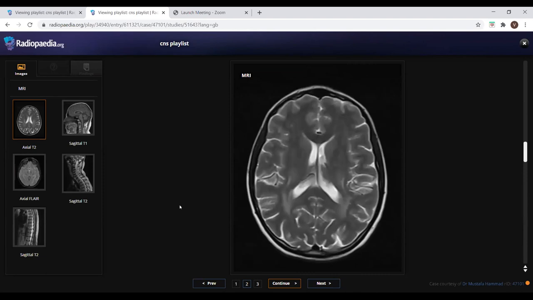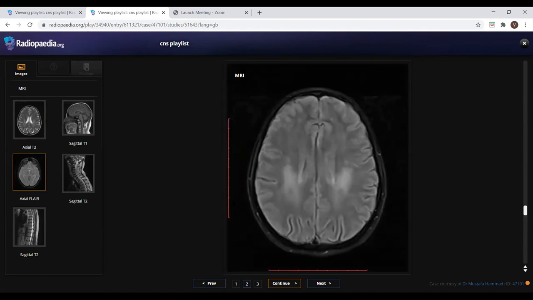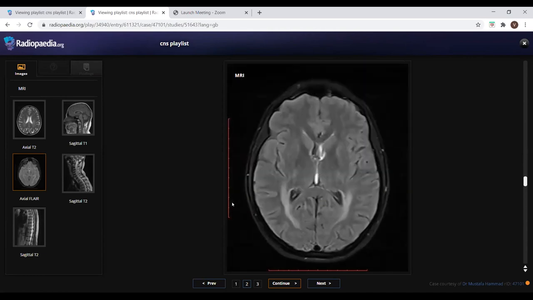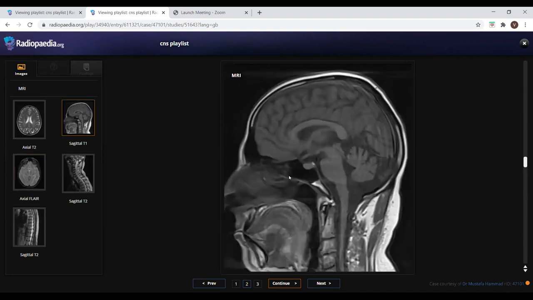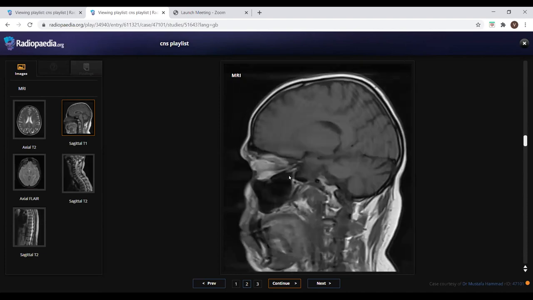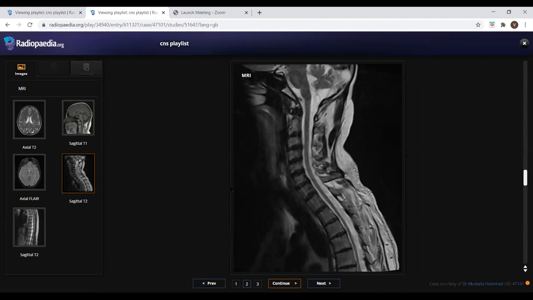Can I see all the sequences, please? Okay, FLAIR. Yeah, similar findings also in the FLAIR sequence. I do not see any mass lesions or midline shift.